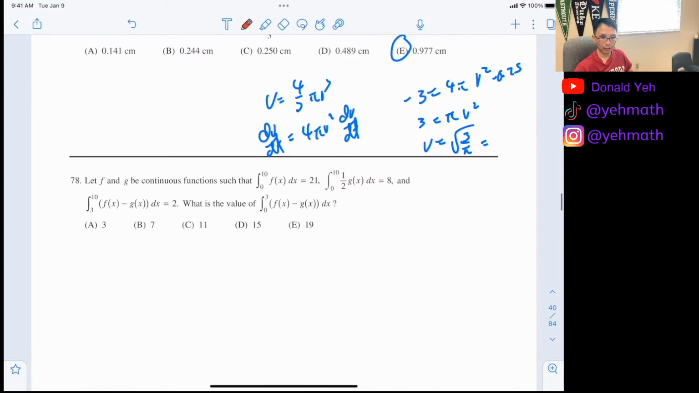Yeah, sure. Somebody know how to do 78? I'm too lazy to write. I thought I was doing it. Does anybody know how to do it?